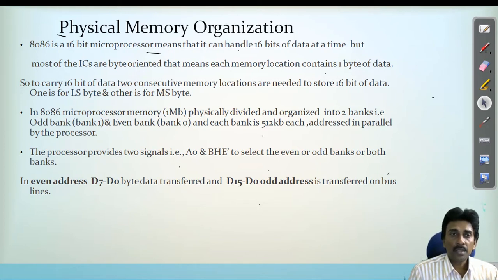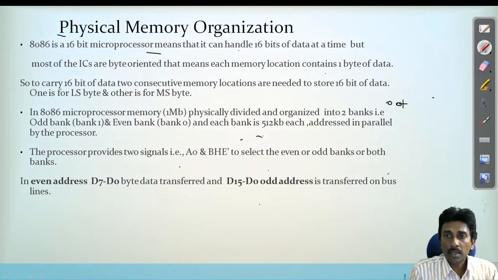But here the microprocessor is designed as a 16-bit microprocessor. That means that it can handle 16 bits of data at a time. In order to save 16 bits of data at a time, we need to use two consecutive memory locations. Let us take the memory location 000H. We just save 12H. In the next consecutive memory location, we need to store another value, 34H. So this is the least significant byte and this is the most significant byte.